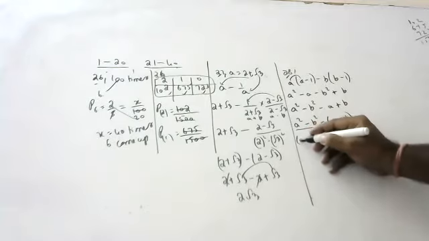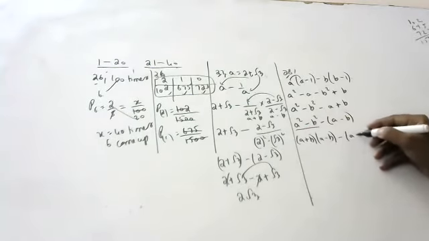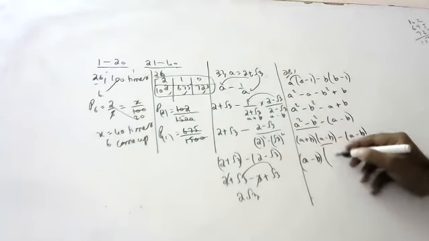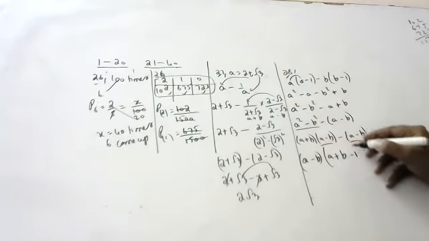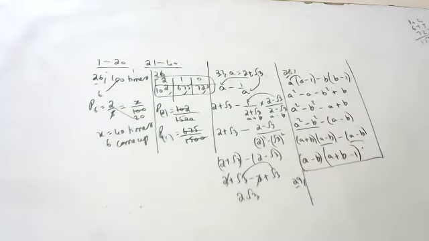a square minus b square, we can write it as (a plus b) into (a minus b), minus a minus b. a minus b is common. If you take a minus b common, a minus b into (a plus b minus 1) is the answer. Hope you are able to understand, children.